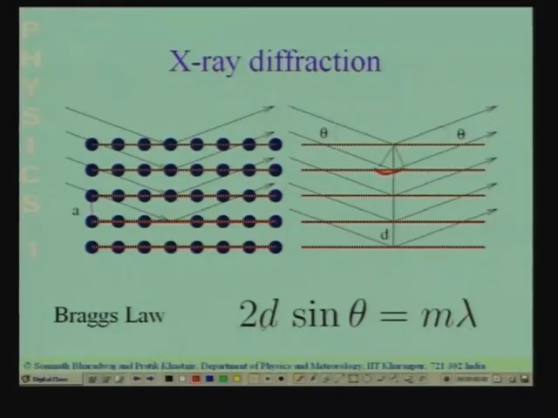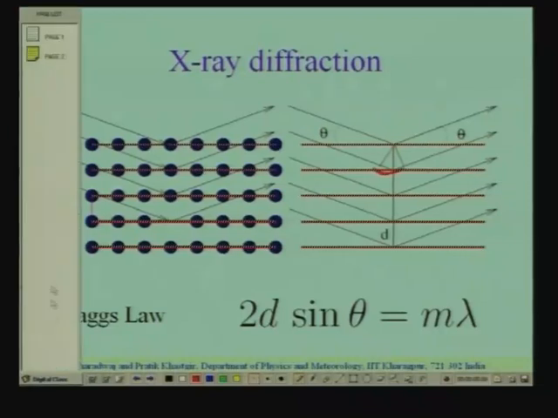2d sin theta is the path difference between the waves reflected from two consecutive planes, and if the path difference is an integer multiple of the wavelength, we know that they are going to be in phase, and that is the condition for a maxima.